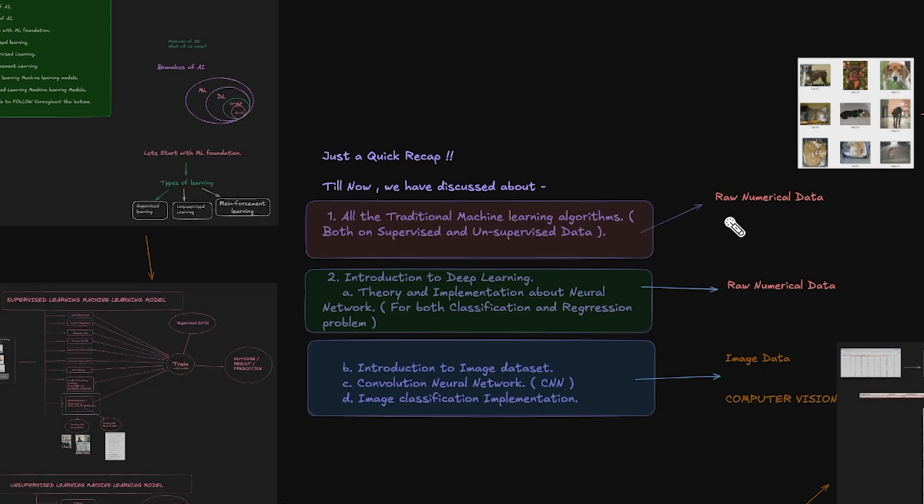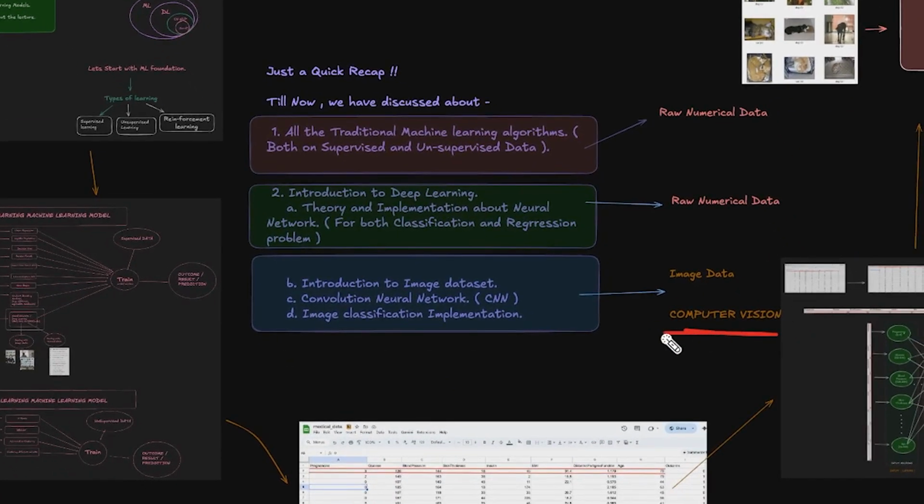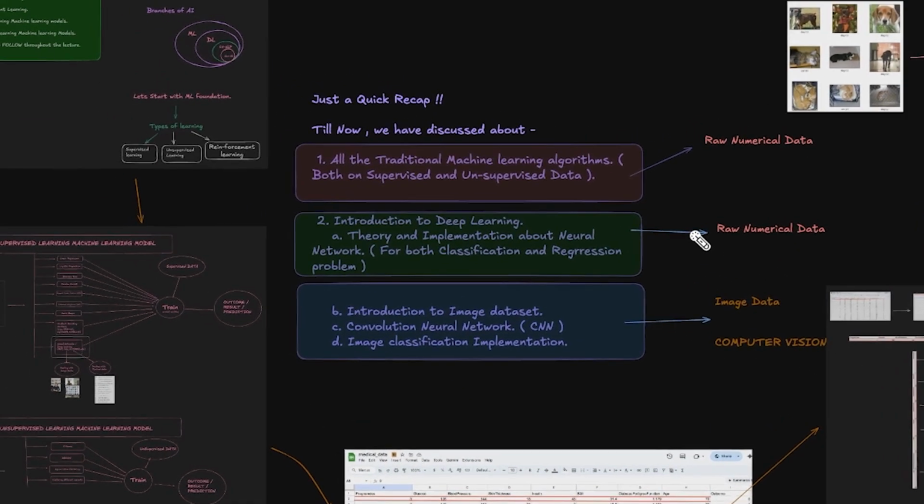And we have also understood how we have different kinds of data sets. We have understood the nature of data sets: if we have raw data in numbers, then how to train the model, and if we have an image data set, then how to train a model. Image data set means what? Introduction to computer vision. We have understood the very introductory part as well.